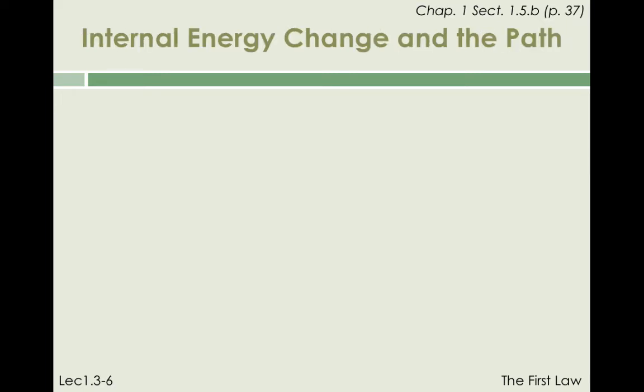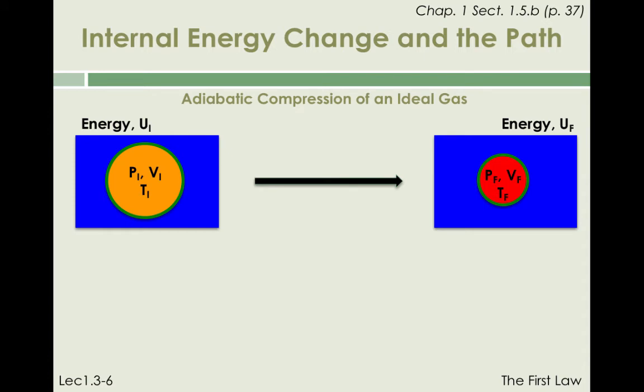To illustrate the concepts of state and path functions, let us consider the adiabatic compression of an ideal gas between states I and F. The process is adiabatic, so the heat is Q equals 0. Remember that I'm using green boundaries to characterize systems which exhibit an adiabatic boundary with the surroundings.